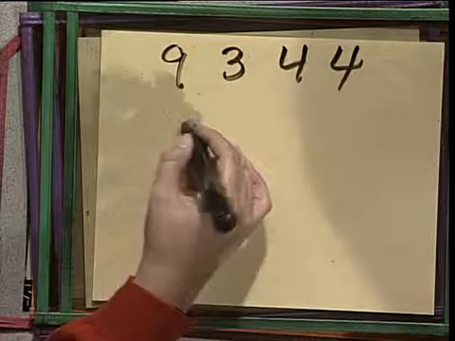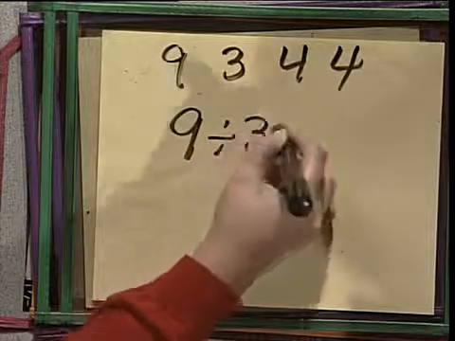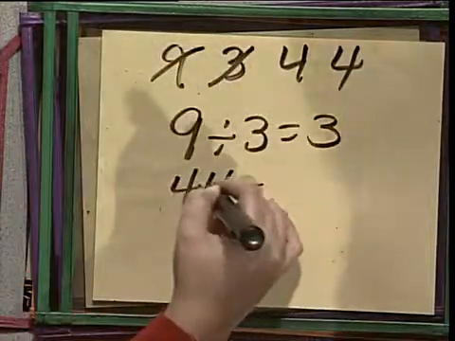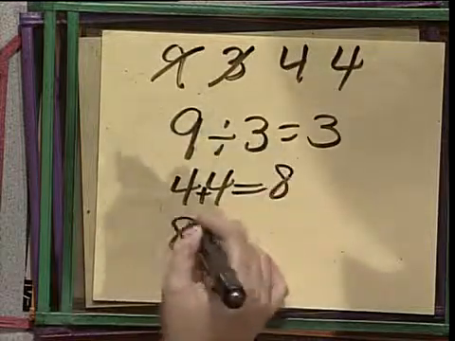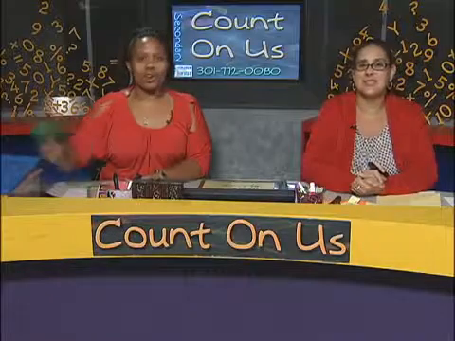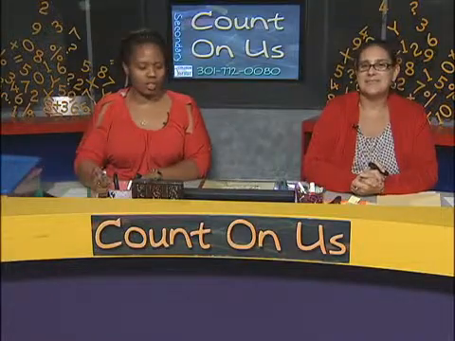9 divided by 3 equals 3. Okay. And 4 plus 4 equals 8. Okay. 8 times 3 is 24. Good job! Excellent, Geraldine. Very nice job, Geraldine.